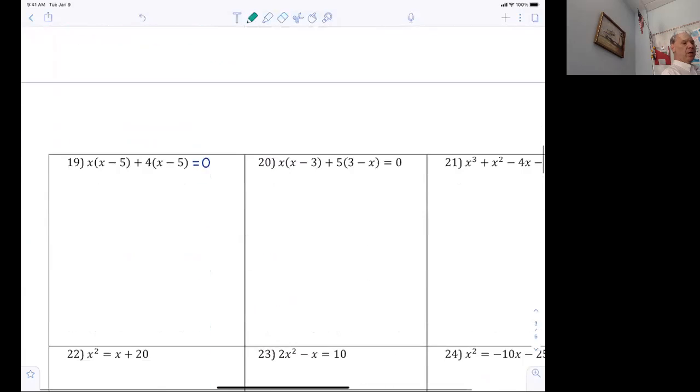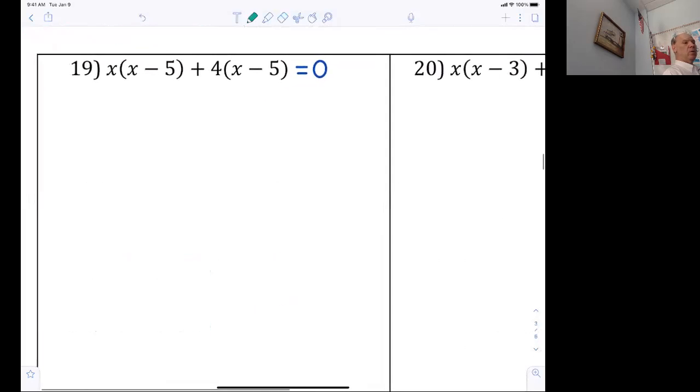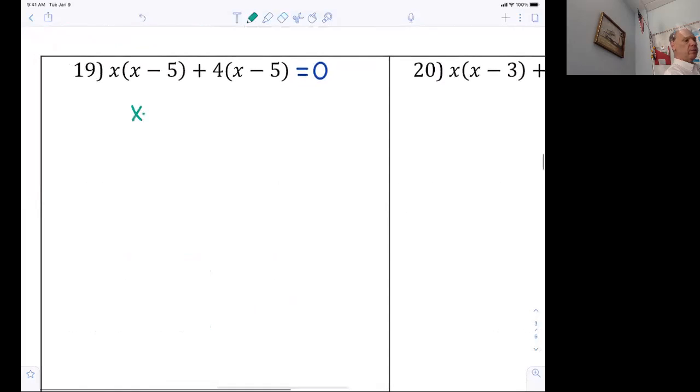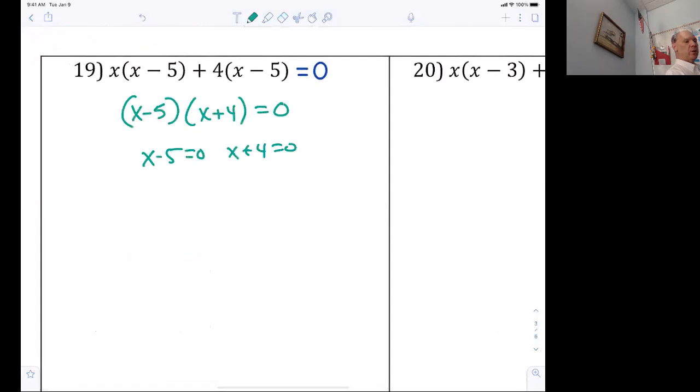All right, here we go. 19. Uh-oh. What do I have to do here? Beautiful. X minus 5 and x plus 4. Notice I forgot the equals 0, so just add that in as I was typing. And then you just say x minus 5 equals 0, x plus 4 equals 0. So X equals 5 or X equals -4, guys.